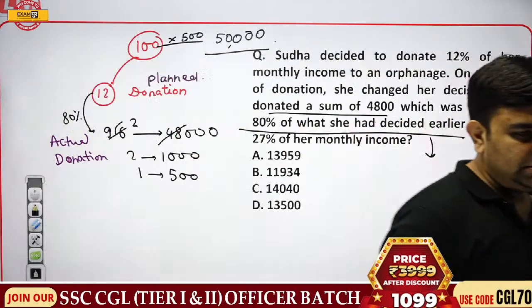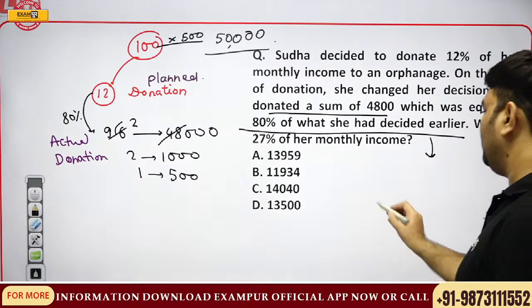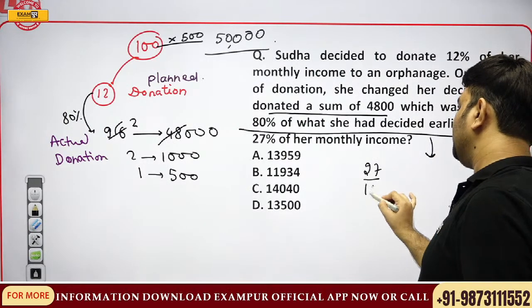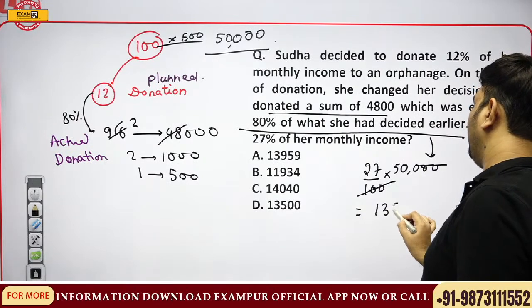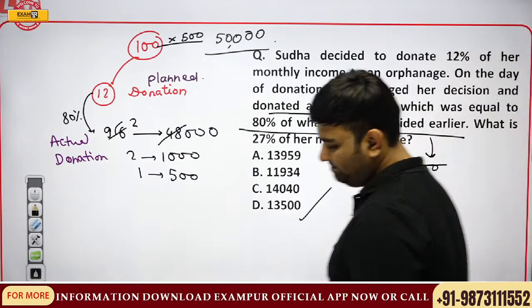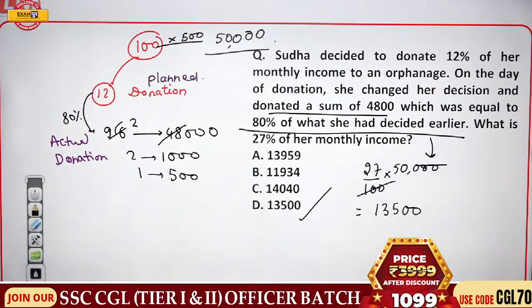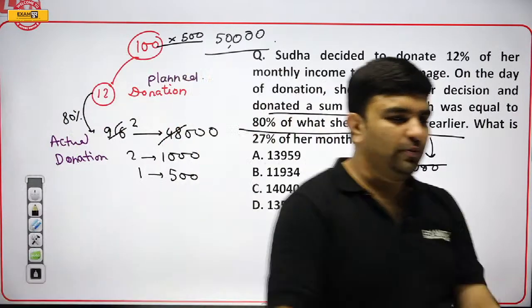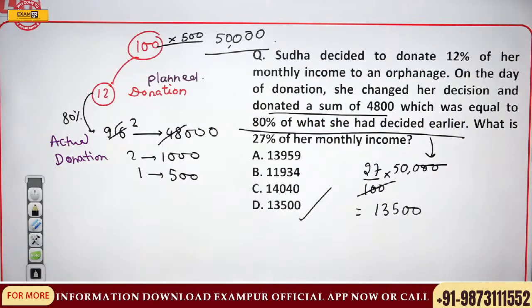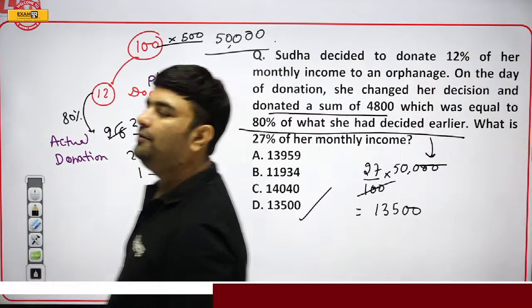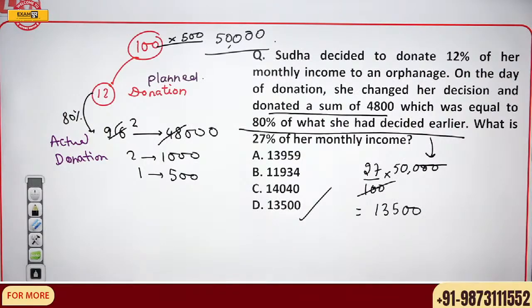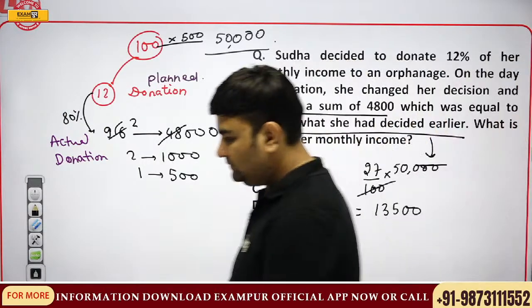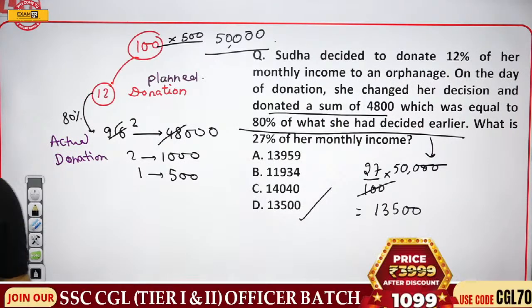Monthly income 50,000, bacha. What is 27% of our monthly income? It is 13,500, my dear friends. Absolutely great. You all are amazing. Keep it up.